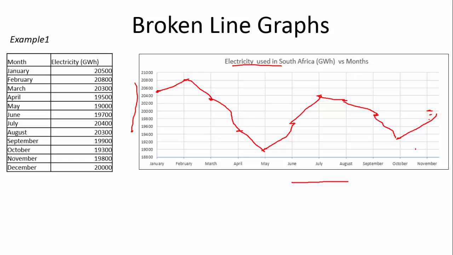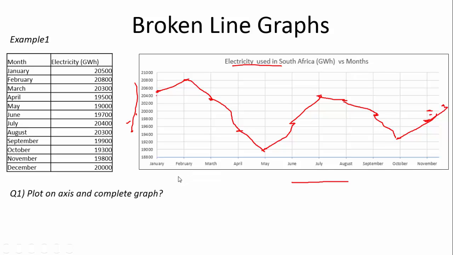And I haven't drawn November. I've skipped out December here. That was my fault. November should have been 19,800. And then December would have been over there somewhere. And then we draw the last line. And if we say, for example, this was the year 2014, we can see that this graph probably connects here into the next year. So let's ask some questions about these graphs.